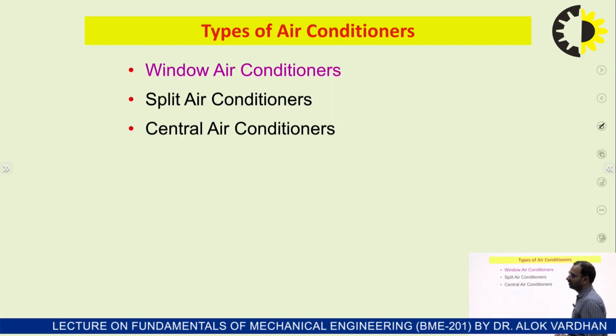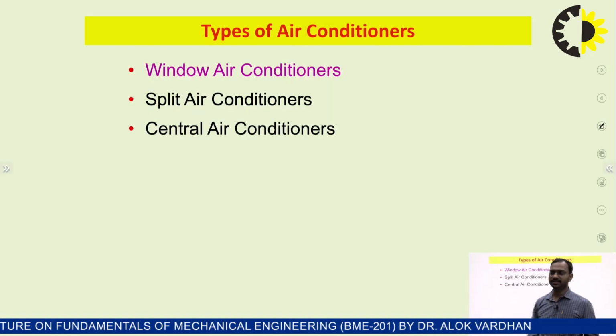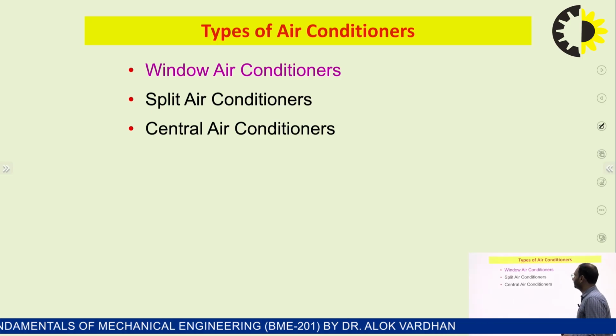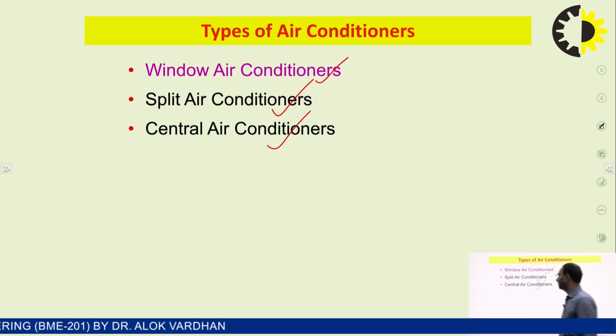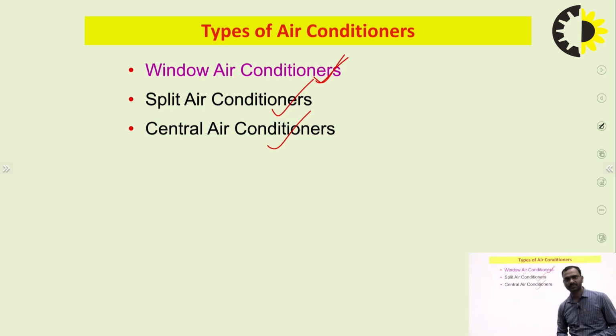Now I will discuss types of air conditioning. Basically, there are three types of air conditioning: window type, split type and central type. In our syllabus there is only the window type air conditioning system. So in the further slides I will discuss window type air conditioning in detail.